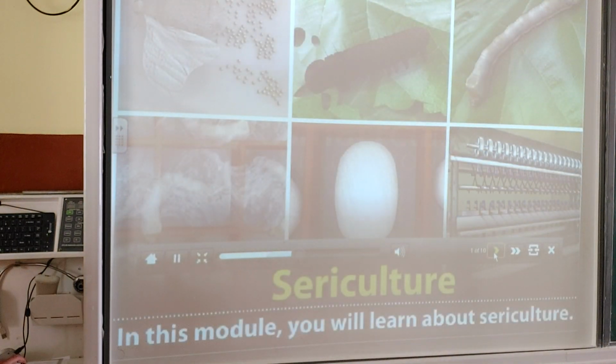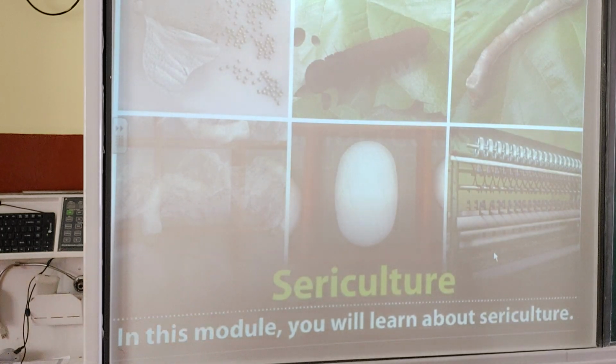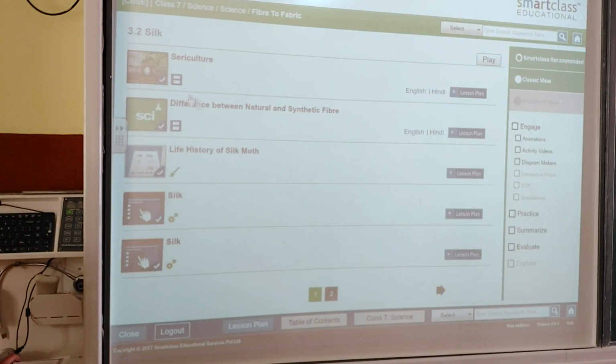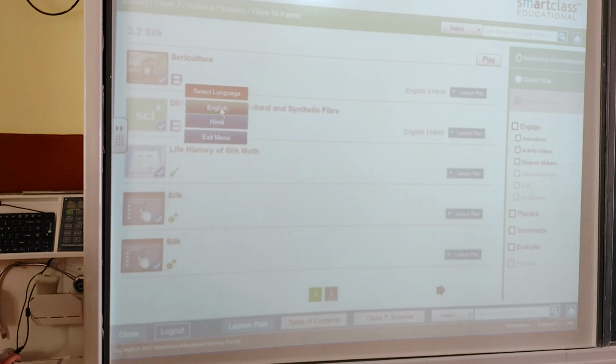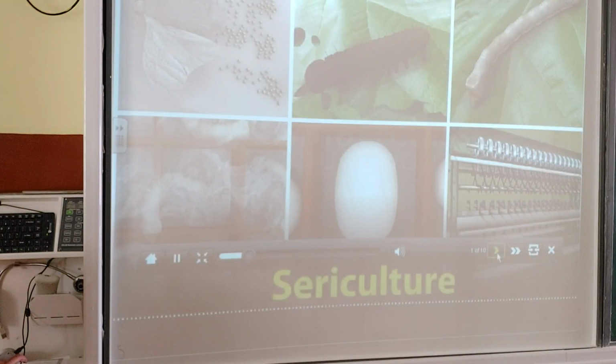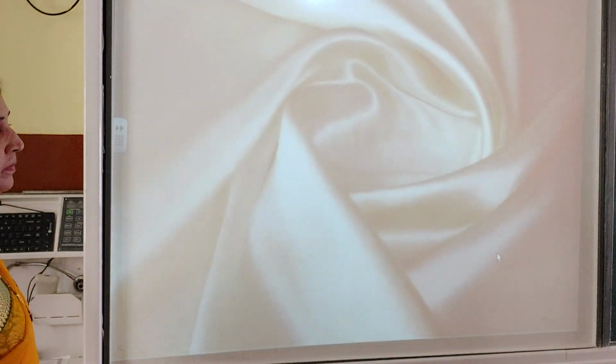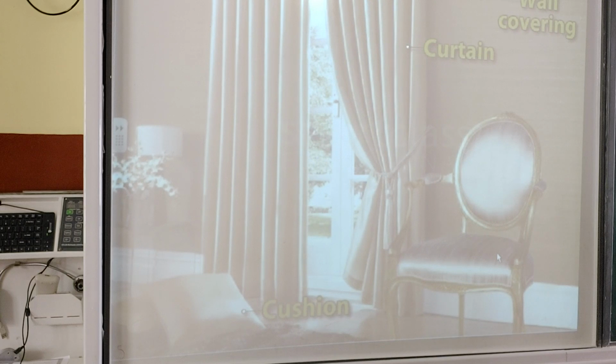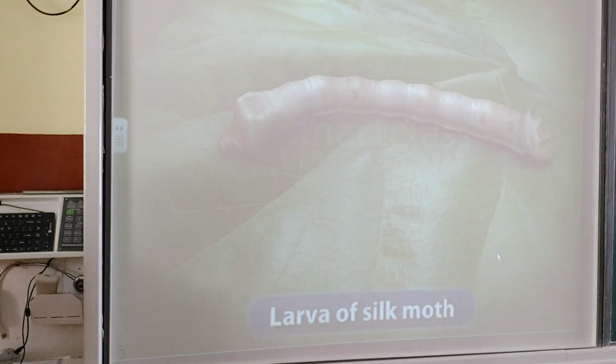Cerriculture. In this module, you will learn about Cerriculture. Cerriculture. Silk is a fabric with an attractive luster and drape. Called the Queen of Fibers, it is used not only to make beautiful clothing, but also for upholstery and soft furnishings such as curtains, cushions, and wall coverings. Silk is produced naturally by larva of silk moth. So how is silk produced? Through the larva of a silk moth.